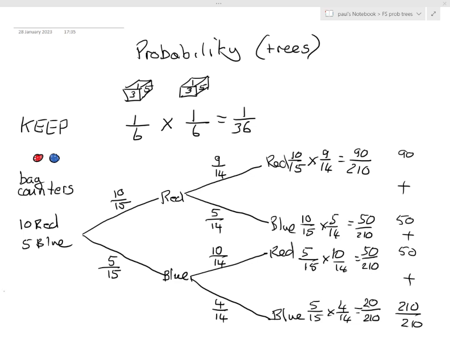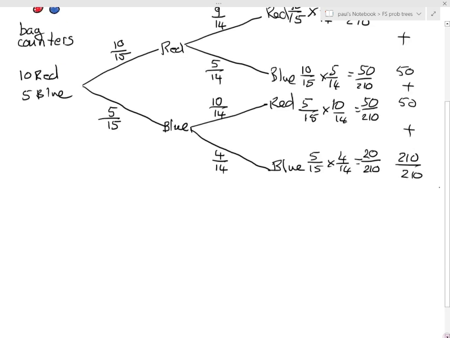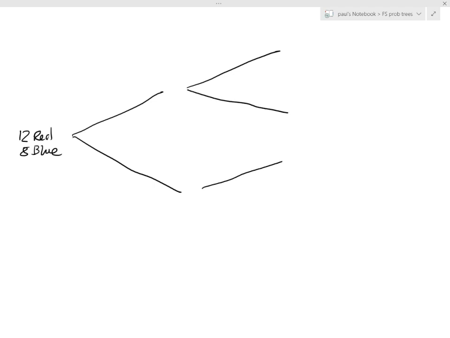Have another go at one of these. So use different numbers, yeah? Right, okay. So now what we're going to have, 12 red and 8 blue. So this is our first pick. This is our second. So we're going to have red, keep reds to the top. Red, red, red. Blue, blue. Oh no, that's red up there. This is blue going down. And this is blue. So we're going to keep them again.